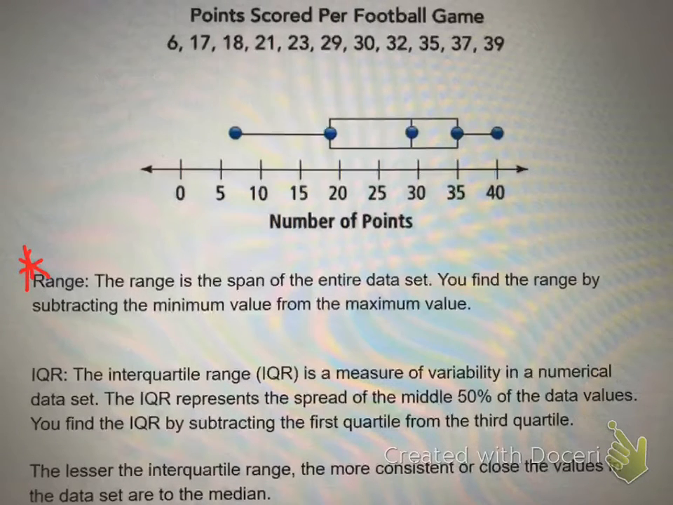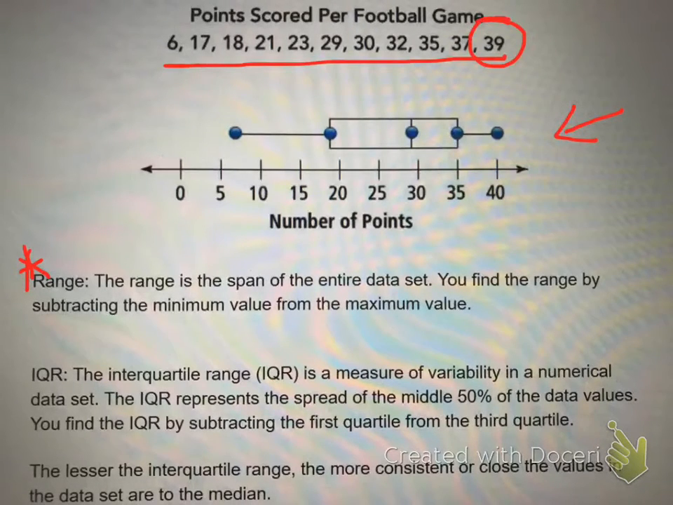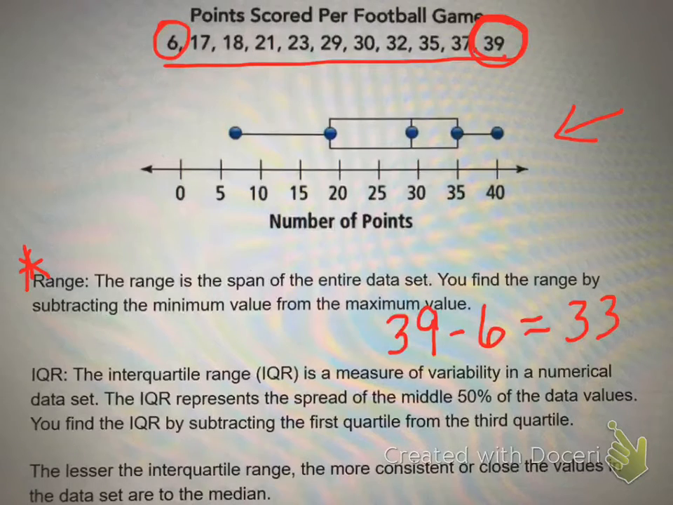So in this example at the top, we have points scored per football game. They've got all the data listed here at the top, and they've thankfully already put it in order from least to greatest, and then they created a box plot right here for us. In order to find the range of this data, we need to take the largest data, the maximum, 39, and subtract the minimum, the smallest piece of data, from that. So the whole range for this data is going to be 33. So that would be the range.